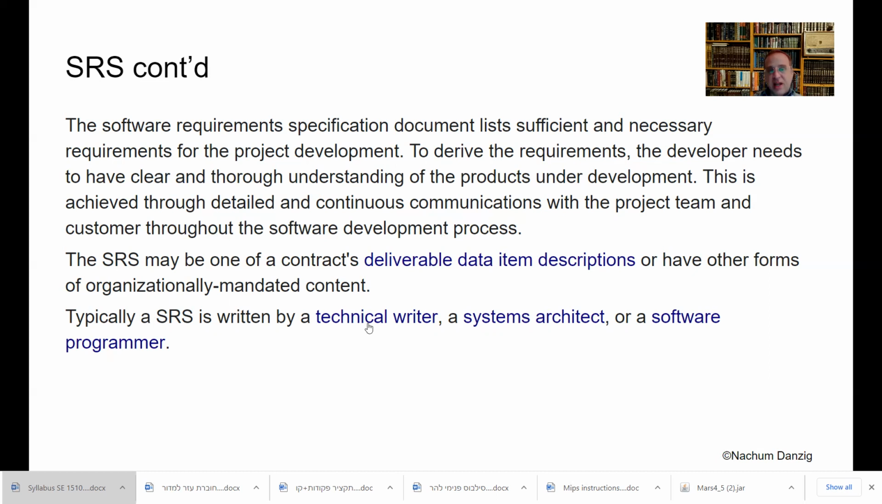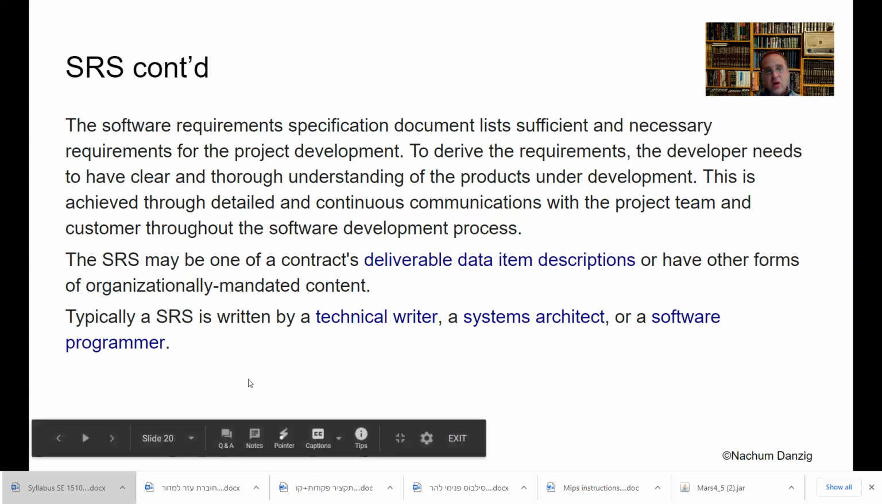Typically, an SRS is written by a technical writer, a system architect, or a software programmer. It could be by a programmer, but like I said, it's a document that could even be written by a technical writer.